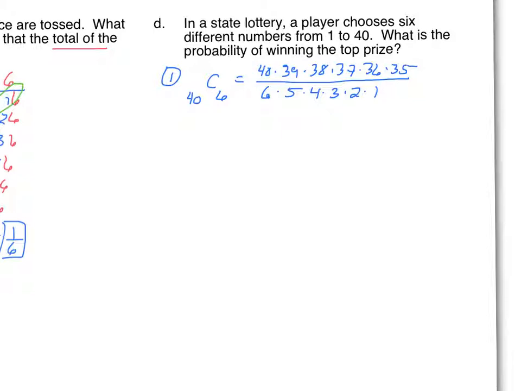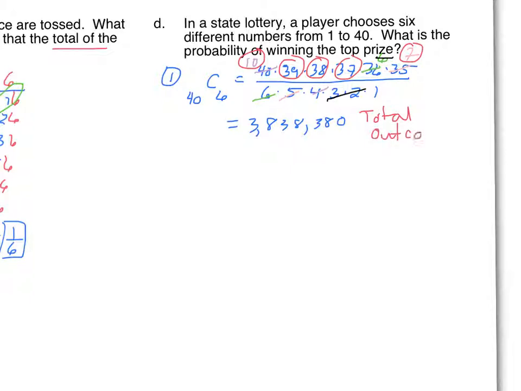So I'm going to cancel my 6 into 36 6 times. I'm going to cancel 5 into 35 7 times. And I'm going to cancel 4 into my 40 10 times. And then I'm going to cancel my 3 and my 2. The 3 and the 2 can cancel the 6 out. So that leaves me with a 10, a 39, a 38, a 37, and a 7 to multiply. So when you multiply all of those together, you should get 3,838,380 total outcomes.